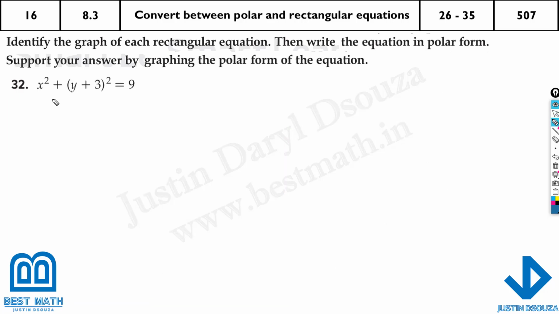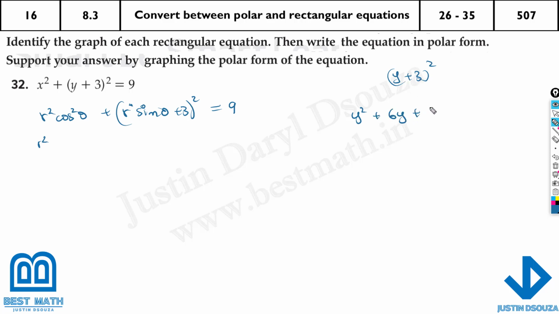Now, how do we expand this one here? It is r squared cosine squared theta plus r sine theta, it's not squared or anything, plus 3 the whole square equals 9. Now there is one more thing. Some methods involve one more thing, that is (y plus 3) the whole square. You can expand y itself. That is y squared plus 2 times 3 is 6y plus 9.